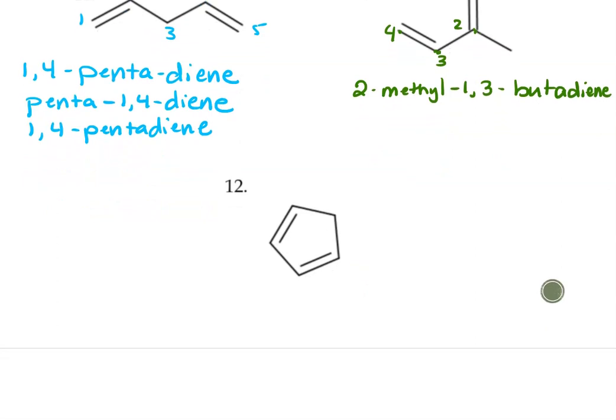And then here, when you have cyclos, you do have to number them because there's 2 of them. So we'd go 1, 2, 3, or we'd go 1, 2, 3. It makes no difference. 1, 2, 3. So this would be 1,3-cyclopentadiene. And there you have it.